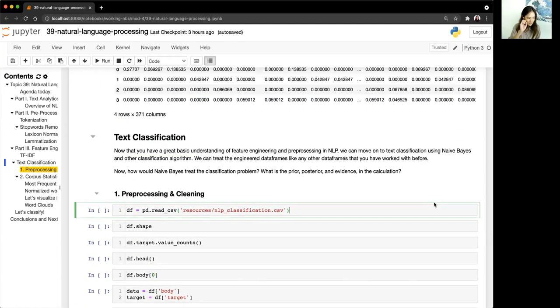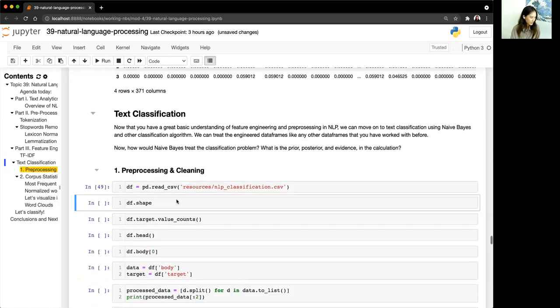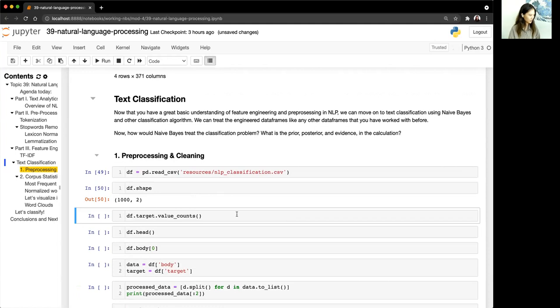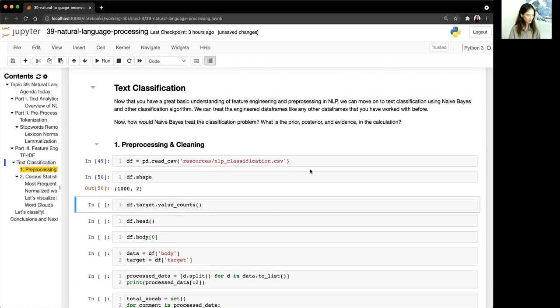So cool. Let's deal with our satire problem. Here, we're looking at a data set that has 1,000 rows.